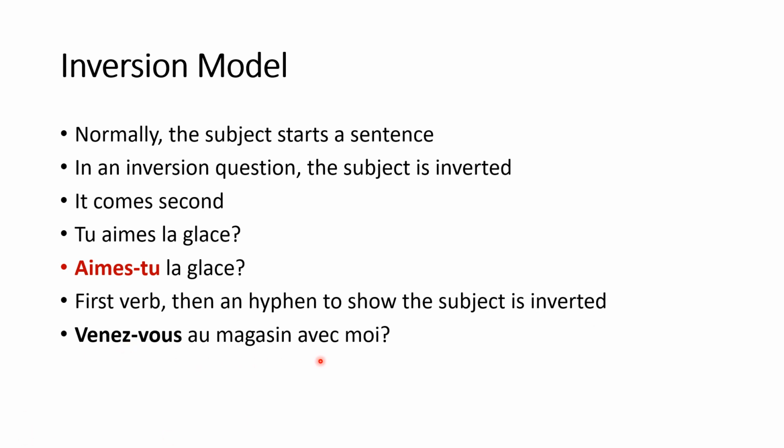Venez-vous au magasin avec moi? Are you coming to the shop with me? Whereas sometimes there's no argument. Your mother just says, vous venez au magasin avec moi. Statement. Vous venez, you're coming. Whether you like it or not, you're coming. Vous venez, are you coming? Venez-vous au magasin avec moi? So you first have your verb. You have a hyphen to tell you your subject is coming. And your subject is not in its normal first position. D'accord?